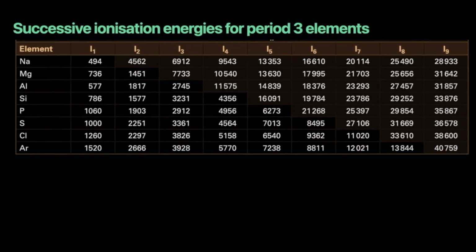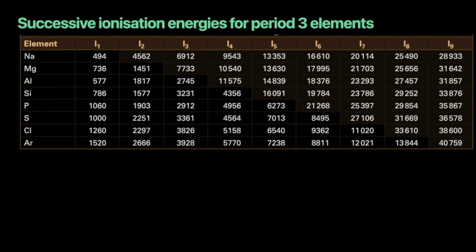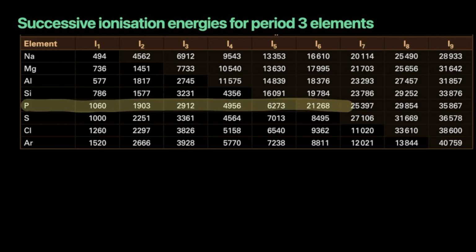Now here, we've got some successive ionization energies of certain elements from period number 3. Let's look at phosphorus for a second. Randomly taking phosphorus, I'll highlight that one for you. Now look at the values for phosphorus. They are increasing. They have to increase. We know why they increase: because fewer electrons left, less repulsion, greater net attraction. But there is a large jump between the fifth and the sixth.